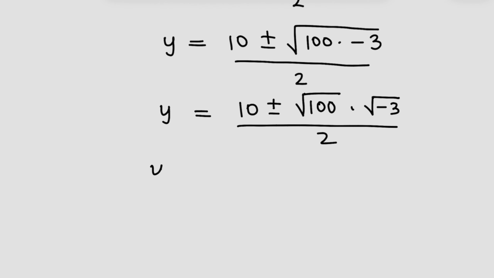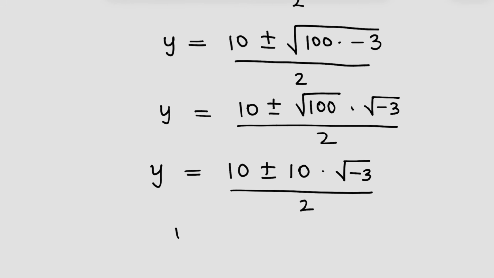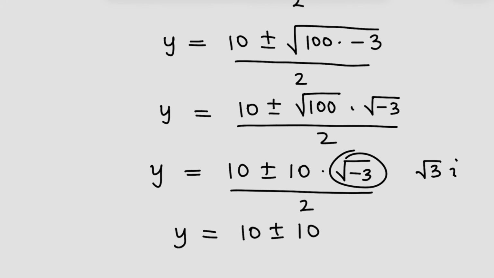The square root of 100 is 10, giving us y equals 10 plus or minus 10 root negative 3 over 2. We're going to handle the square root of negative 3 as square root of 3 times i. So this radical is imaginary, and then we replace it with root 3i, then divided by 2.